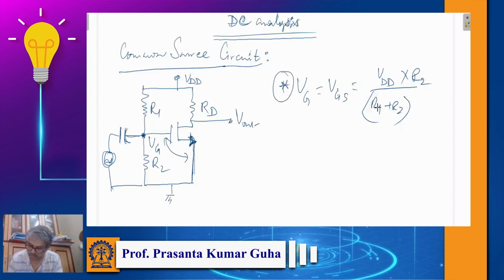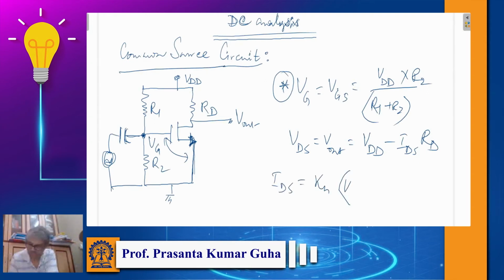Now what about your Vds? Vds is basically Vout, that is Vdd minus Ids Rd. So these are the equations. We basically will assume that Ids is equal to Kn (Vgs minus Vth) whole square. That is, we will assume that the transistor is in the saturation region. Of course, we need to verify that. So we will assume Vds is greater than Vds sat in this particular case.